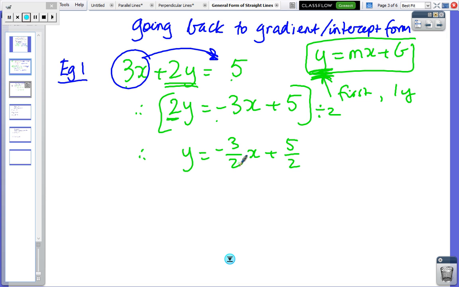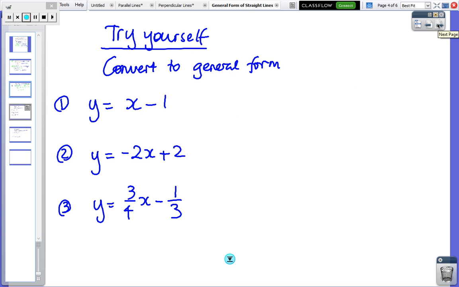You'll get some practice in the next couple of slides. What I want you to do is convert to general form for these ones, and the next slide will be convert to gradient intercept form. So pause, and when you're ready, come back live.